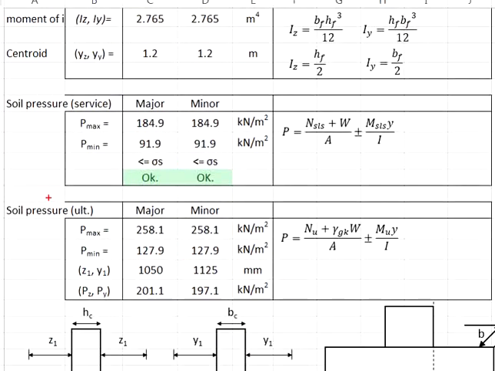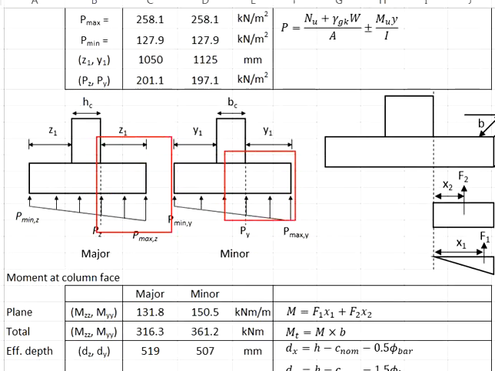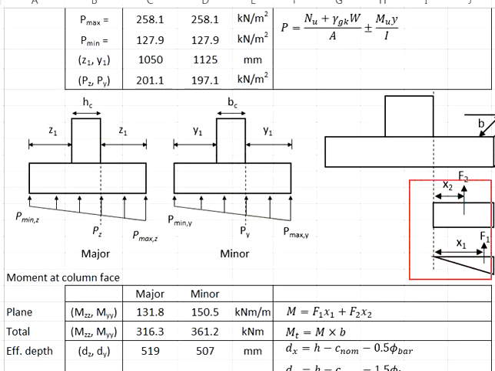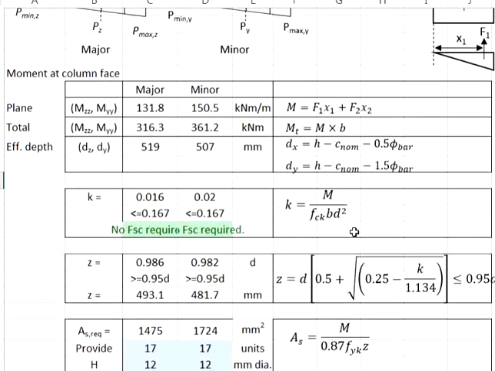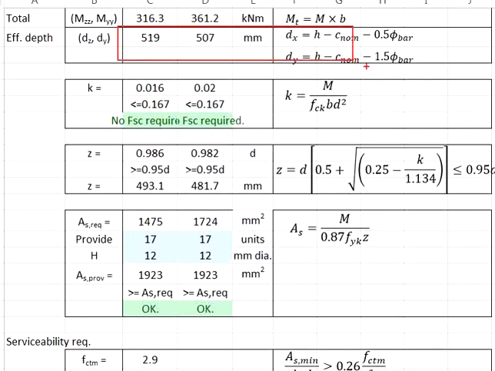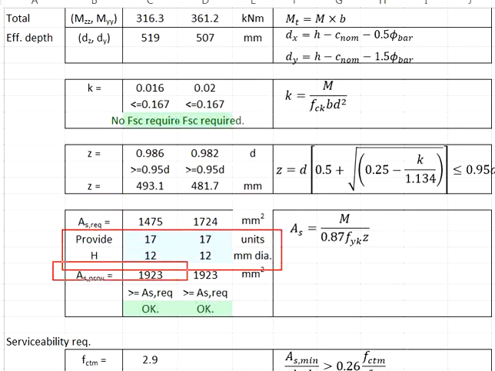Later, based on the ultimate soil pressure, we calculate the moment as a result of the soil pressure: get the resultant force of the stress area, multiply by the lever arm, and then multiply by the width of the pad footing. We get the moment, work out the effective depth, and then determine the As required. And then we propose a sufficient amount of reinforcement bars so that As provided is greater than As required.